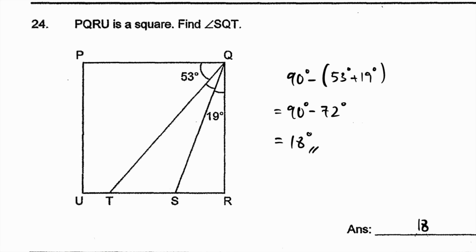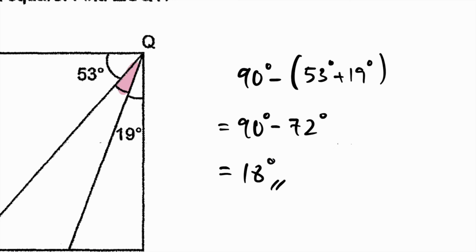PQRU is a square, find SQT. SQT being this angle right here. Well, we know that the angles for corners of squares and rectangles is basically 90 degrees.